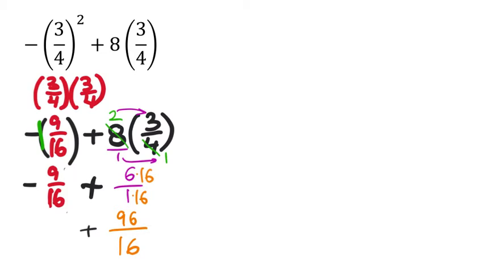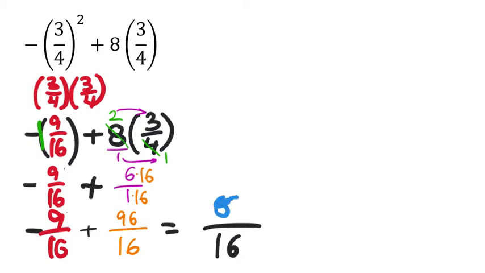So now I have negative 9/16 plus 96/16. Okay? And now that the denominators match, I'll just show this in 16ths. But the numerator, I'd have negative 9 plus 96, which should be 87. That's positive 87 right there. Okay? Now, could this be simplified? I don't think it can, because 87 is not divisible by 2. We can check, though.